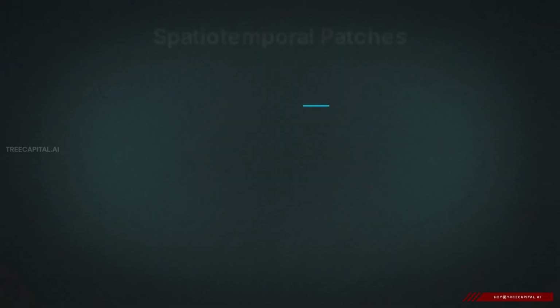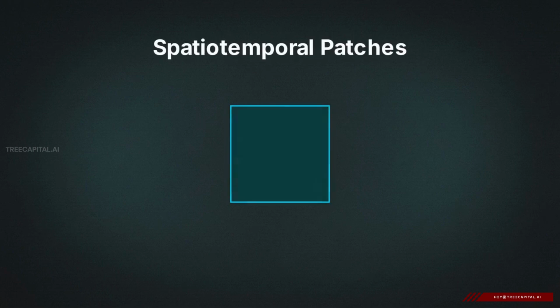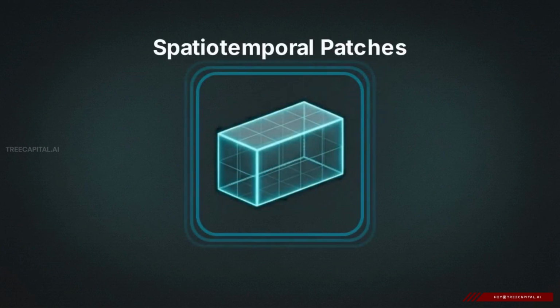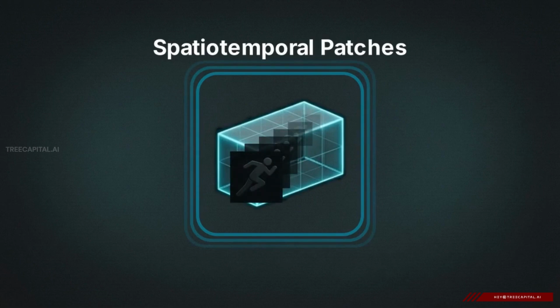Native multimodal systems don't just process video as a flat series of 2D photographs. Instead, they use spatio-temporal patches. These are 3D cubes of information created by extruding a pixel patch backward through time, capturing the motion of an object across a short window of video frames.